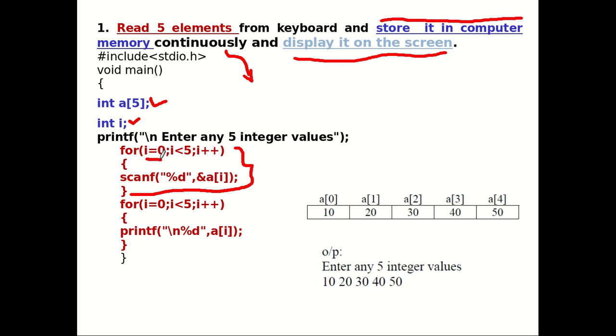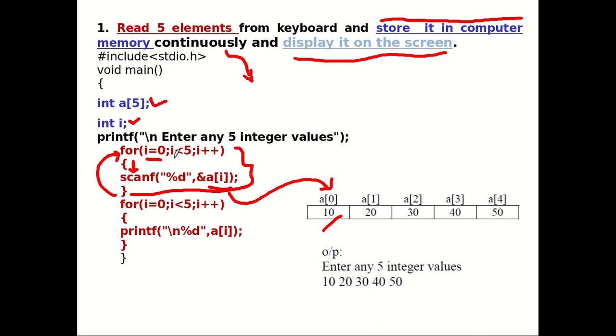So here i value is 0, i is less than 5, the condition is true, the control will enter into the loop. So here a of i is nothing but a of 0, meaning first location. So in the first location, whatever value is entered by the user is stored. Again it will go back to the loop, and i value is incremented by 1.